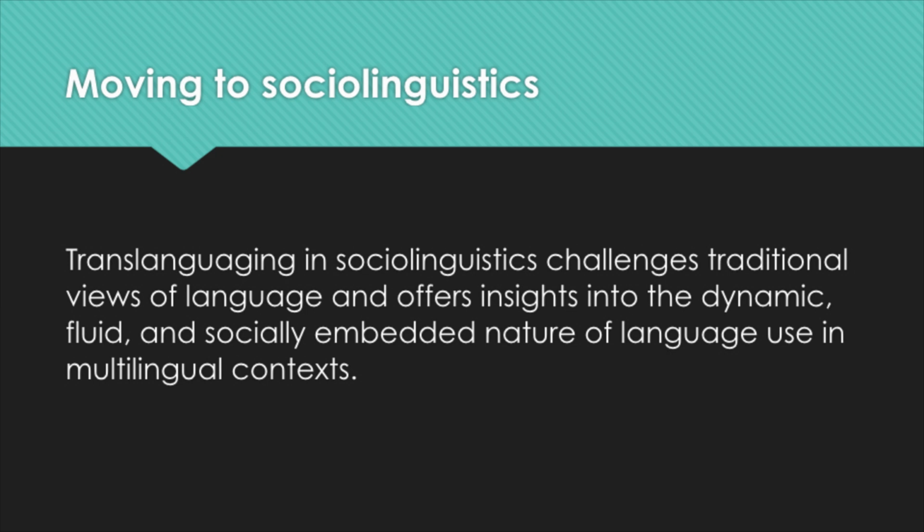Moreover, sociolinguistics often explores how language is tied to identity and social variation. Translanguaging research examines how language choice reflects individuals' identities and how they navigate social hierarchies and power dynamics through language use. It also sheds light on how language serves as a marker of group affiliation and individual identity. For this reason, translanguaging is an important concept in sociolinguistics.